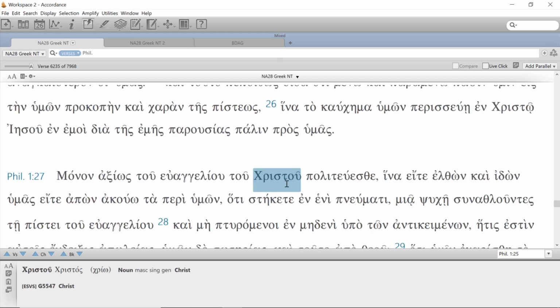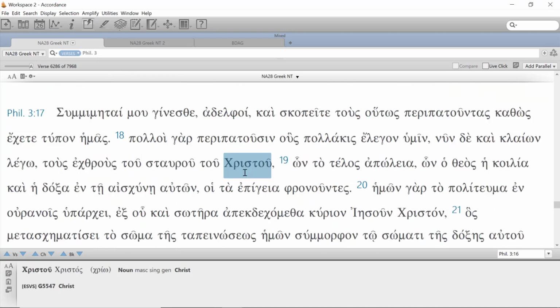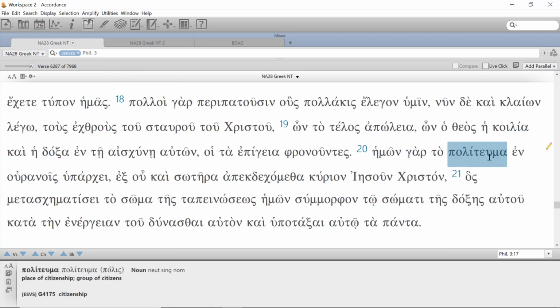There's a special word that occurs here in verse 27, politeuesthe. This word only occurs, I think, in its verbal and noun form just a few times in the whole New Testament. He says, "Only worthy of the gospel of Christ, conduct yourselves," and the idea is conduct yourselves as citizens belonging to a specific kingdom or realm. So if I go to chapter 3, verse 20, we're going to see the noun form of that verb, where he says, "For our citizenship is in heaven," politeuma.